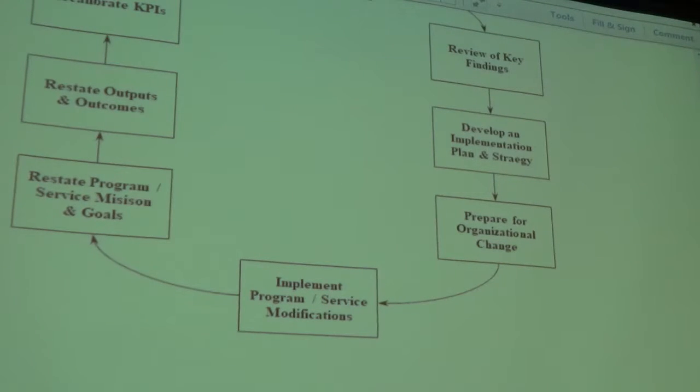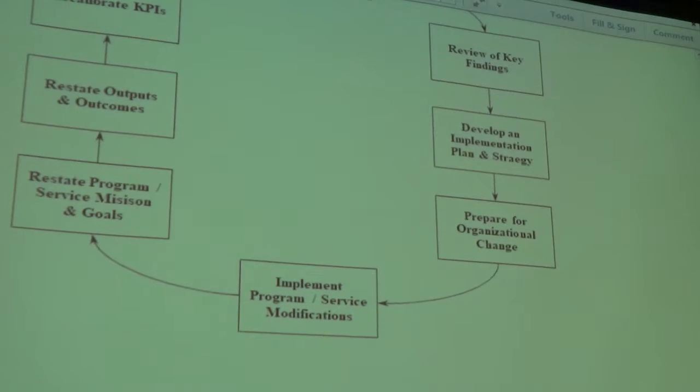Once the modifications are implemented, you look at the mission statement and the goal statements, and then you decide whether the mission of the organization is to be restated, whether the program mission needs to be restated, and whether the goals need to be restated, because the program has changed. Once the mission and goal statements are restated, then you need to look at the outputs and the outcomes, and whether there are significant changes to the outputs and significant changes to the outcomes.